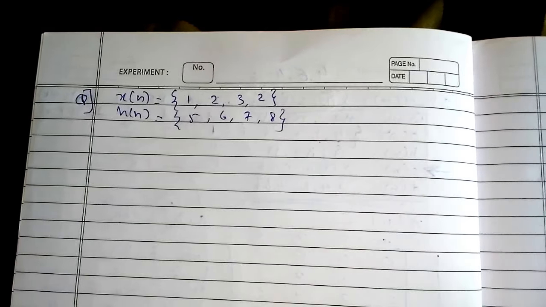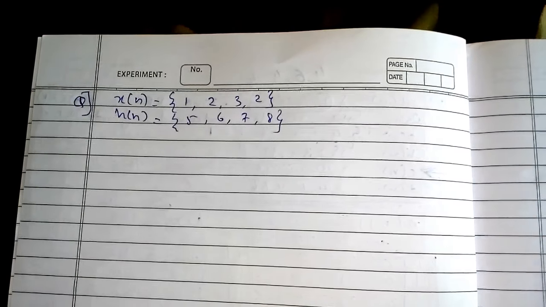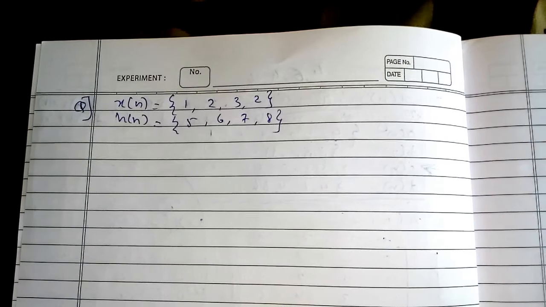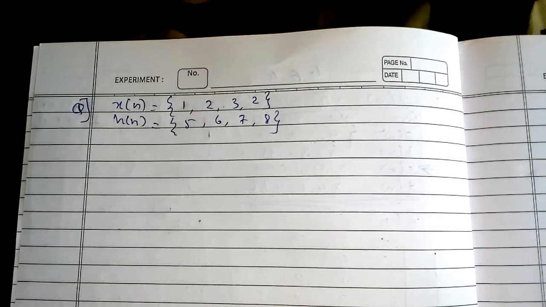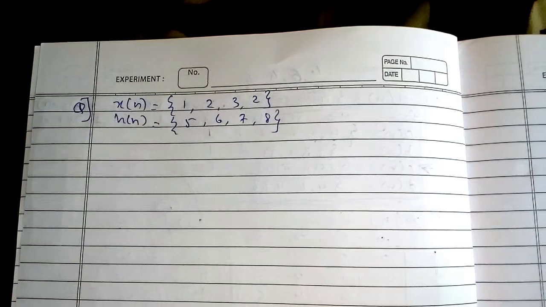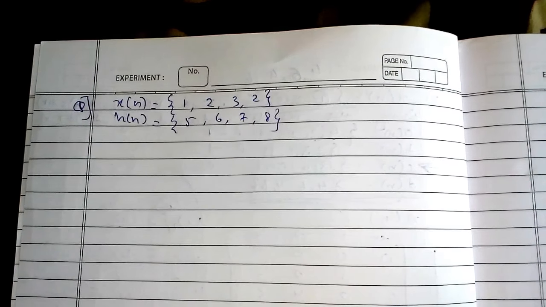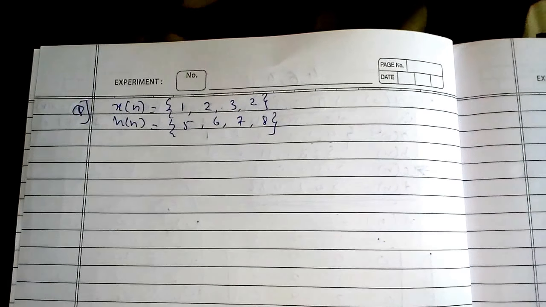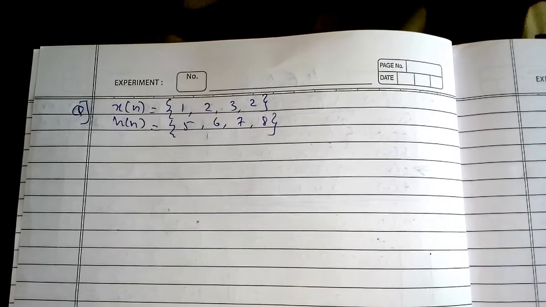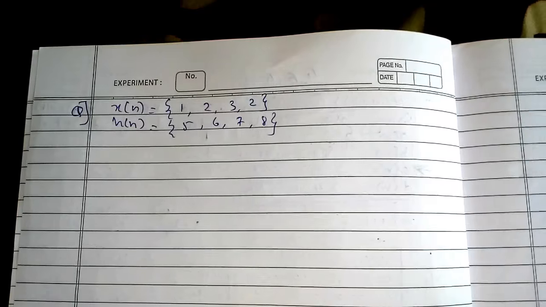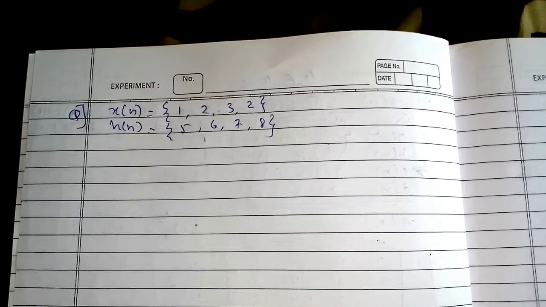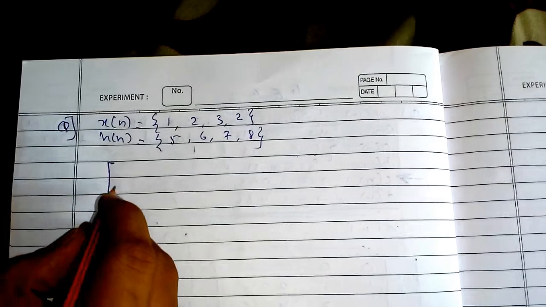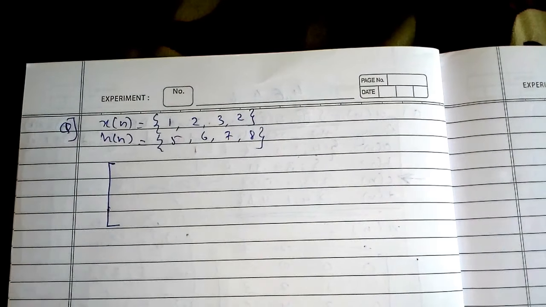Now this is the last question for this video. I am given that x of n is equal to 1, 2, 3, 2 and h of n is equal to 5, 6, 7, 8. I have to find circular convolution using the time domain method. Does this name ring any bells? Well, to me, circular convolution using time domain means a circle is involved, which means rotation will be there. So yes, there will be something like shifting in anti-clockwise direction.